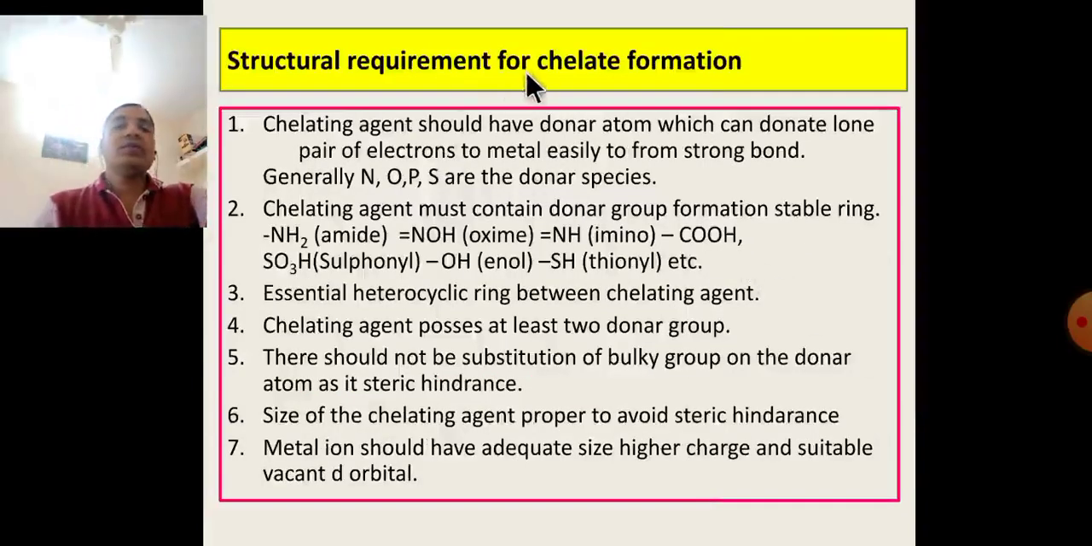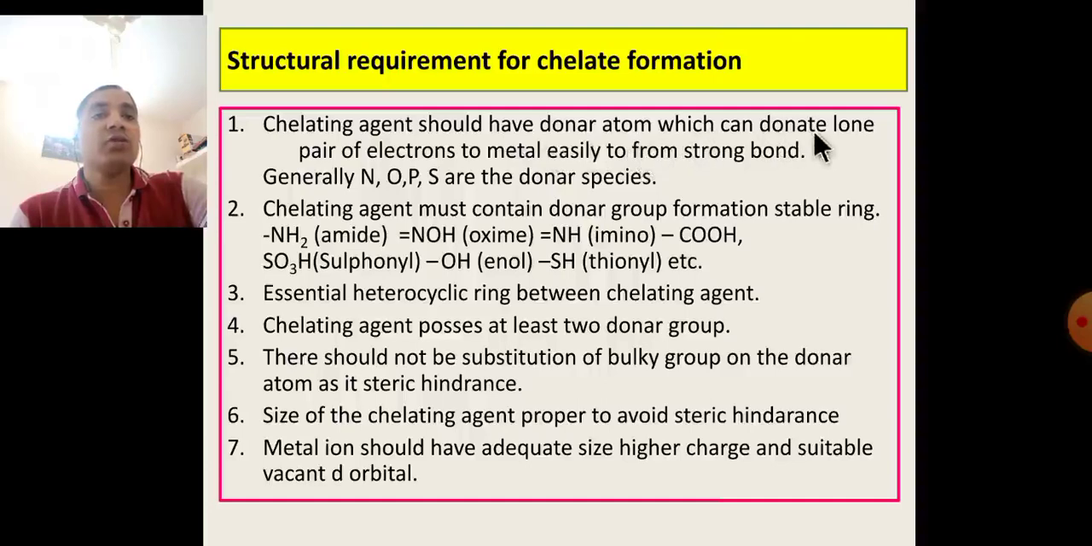Structural requirement for chelate formation. First point for chelate formation: the chelating agent should have a donor atom which can donate a lone pair of electrons to the metal easily to form a strong bond. Generally, nitrogen, oxygen, phosphorus and sulfur are the donor species. These donate electrons to the central metal atom.